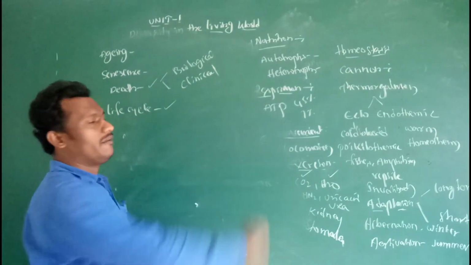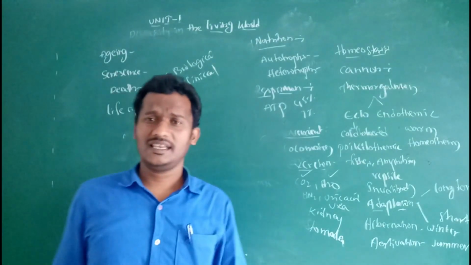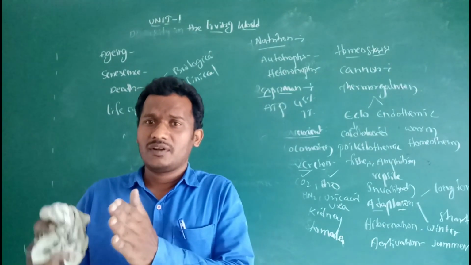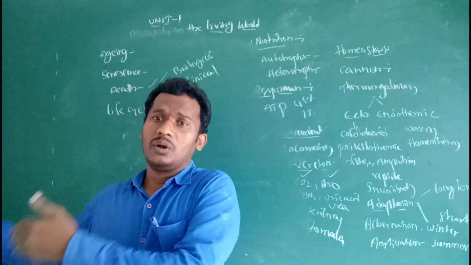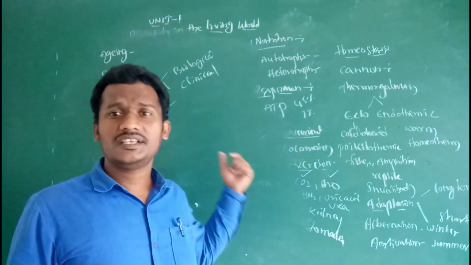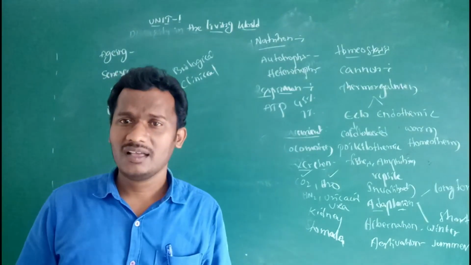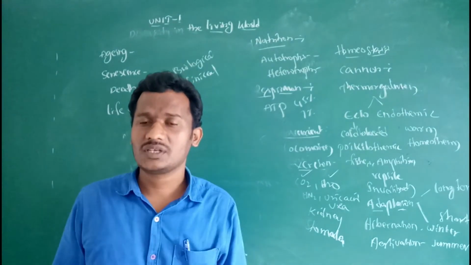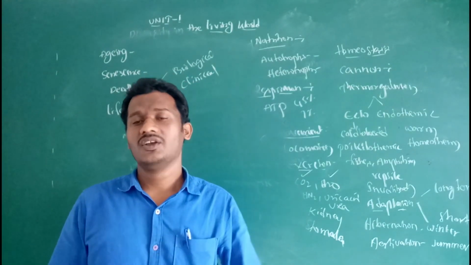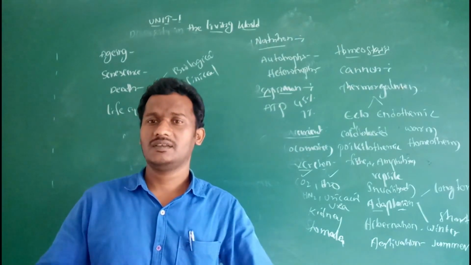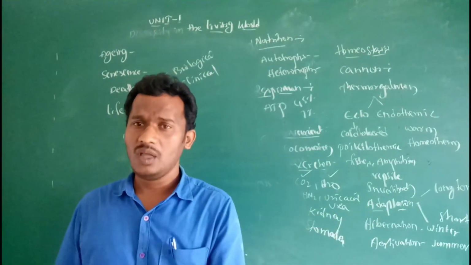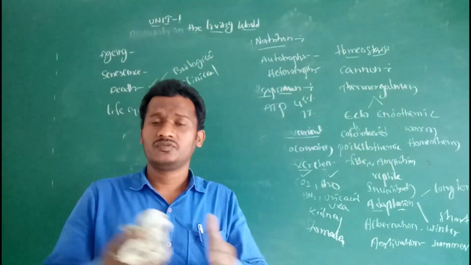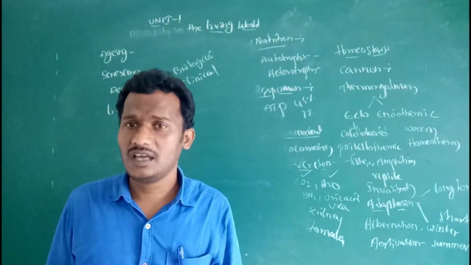Next one, life cycle. So life cycle of an organism means the time period from natural birth to natural death. This is known as life cycle. So the life cycle period of an organism varies from one organism to another. It ranges from a few minutes to a few thousands of years.